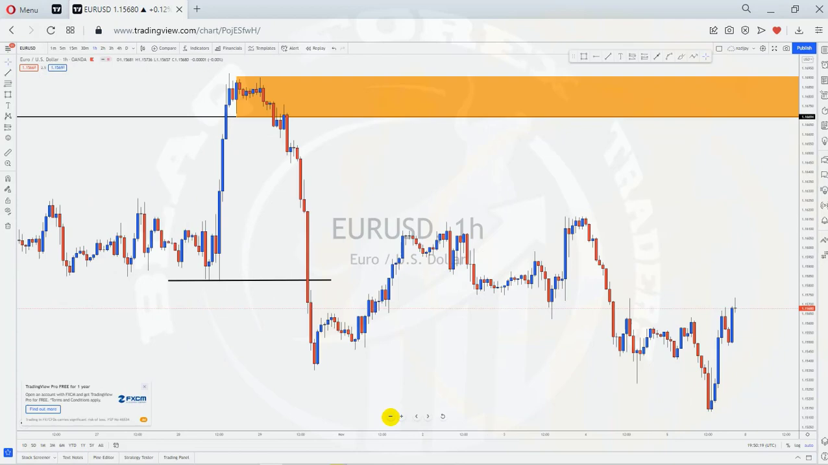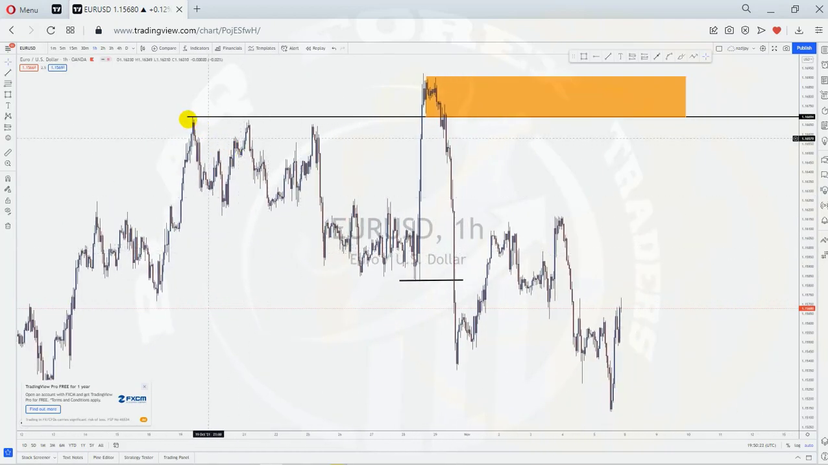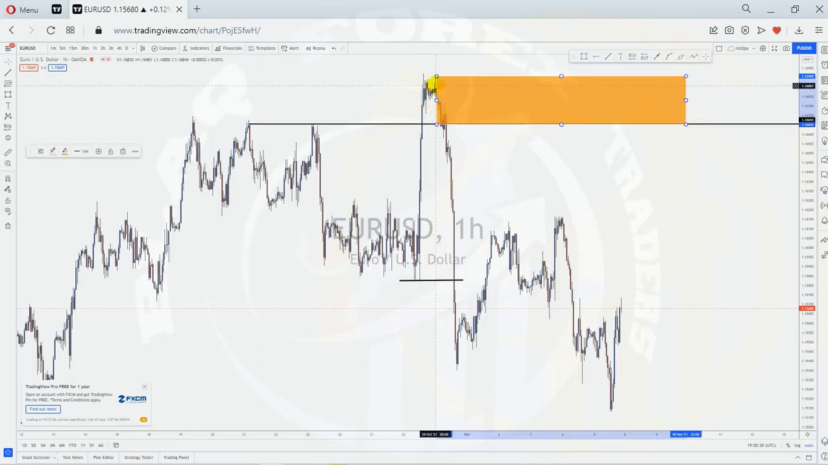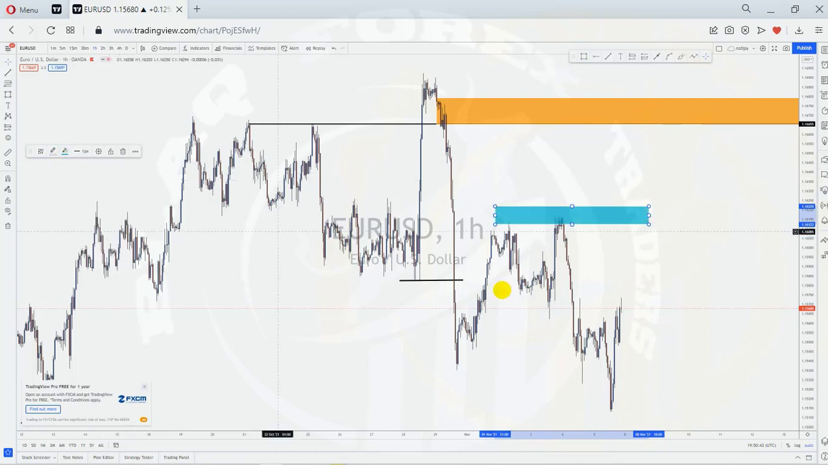Let me zoom it out. As you can see, this is what I'll be working with this week. I'll be waiting for the chart to reach this level here. They already gave us the FRT here, so I won't be focusing around this level here.